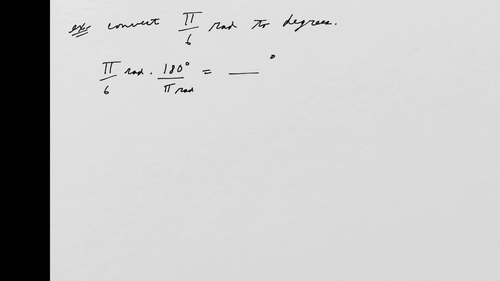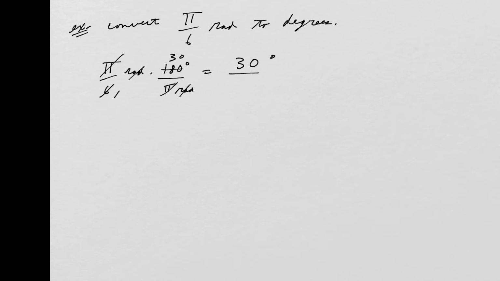And notice here what's going to happen. Pi's are going to cancel, the units of radians will cancel, and then I can simplify this. 6 goes into 6 once, 6 goes into 180 30 times, so this is simply going to be 30 degrees. Okay, so we go back and forth converting just by using those unit conversion factors. Either multiply by 180 degrees over pi radians or pi radians over 180 degrees, depending on which way you're going.